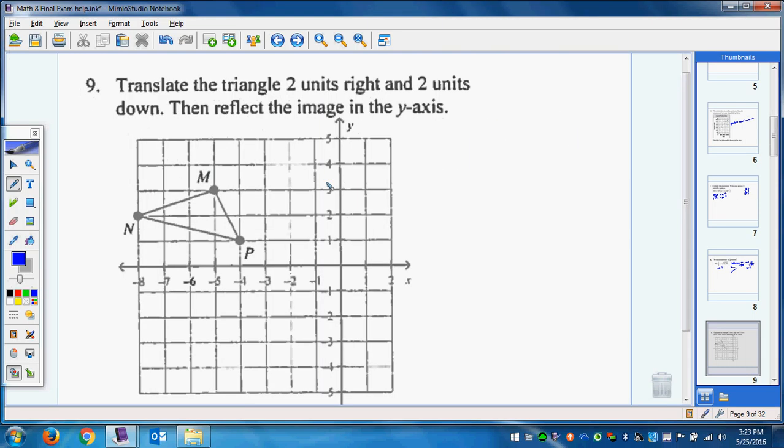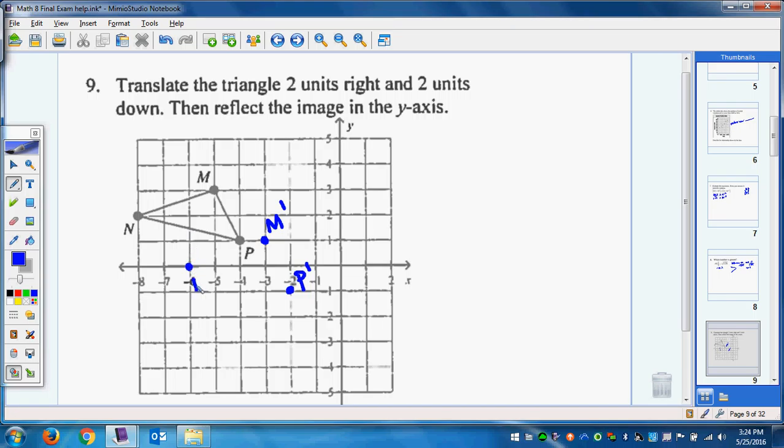All right, number 9, translation here. We've done a lot of different types of geometry pieces of information. Translation, again, is just to the right and down. So I'm going to take the M and go right 2, 1, 2, down 1, 2. So this is my M prime. P goes right, 1, 2, down 1, 2. This is my P prime. N is right, 1, 2, down 1, 2.